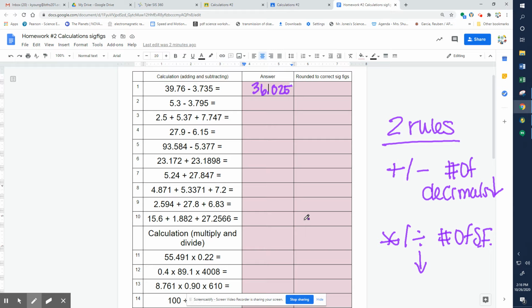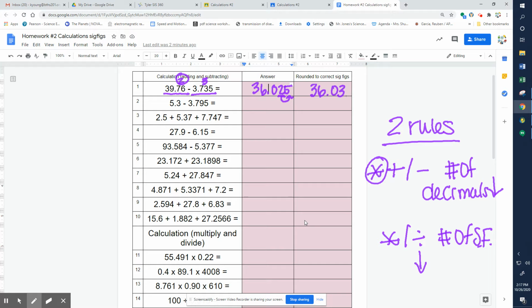How do we know the correct number of sig figs? We look at our rules over here. We are adding and subtracting, so we're going to look at the number of decimals and go with the lowest. Number 1, this first number has 2 decimal places. Our second number has 3 decimal places. 2 is lower than 3, so we would like to round our answer to our second decimal place. Second decimal place happens to be this 2. When we look behind it, it's going to round that 2 to a 3 because it's a 5. So our answer rounded to the correct number of sig figs is 36.03.